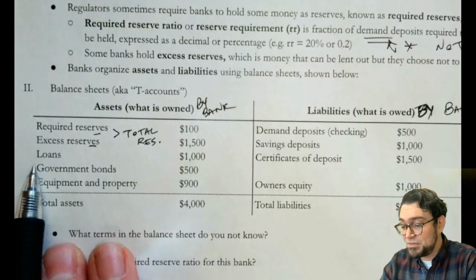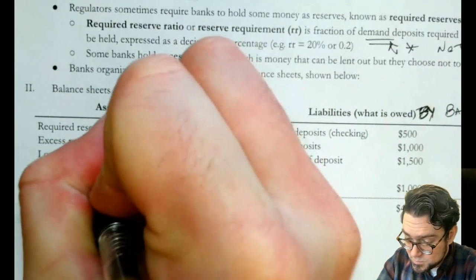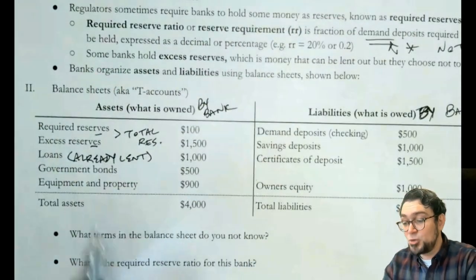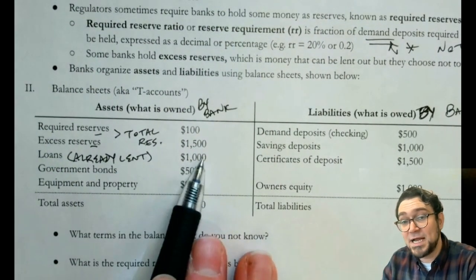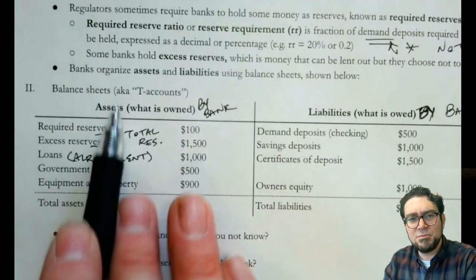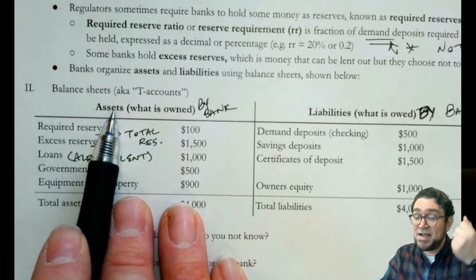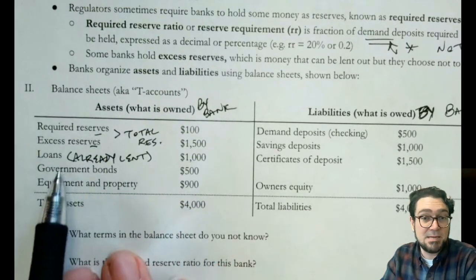Now, they also have $1,000 of loans. This is money that's already lent out. Already lent, to be clear. They could loan out this 1,500 of excess reserves, but they have already loaned out 1,000. And you might think it's weird that we say that's something of value that's owned as an asset, but it's basically a value that the bank has. They could give that to someone else or sell it to someone else and make money on it.